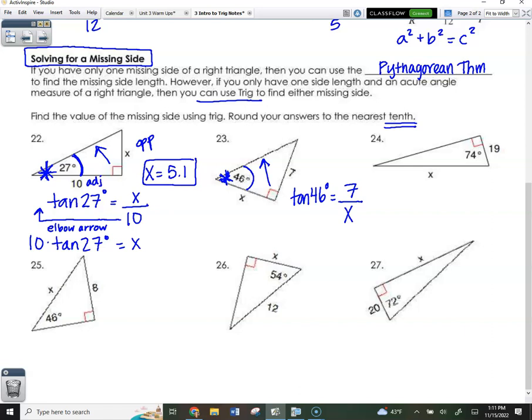All right, so the first thing you do is you draw your elbow arrow of whatever's in the bottom of the fraction to the front. So it's going to be X times tan 46 equals 7.